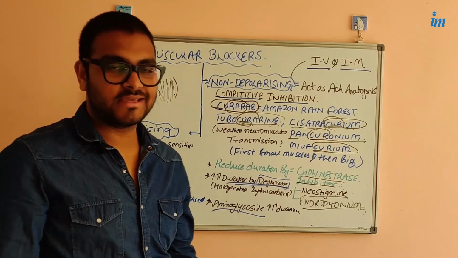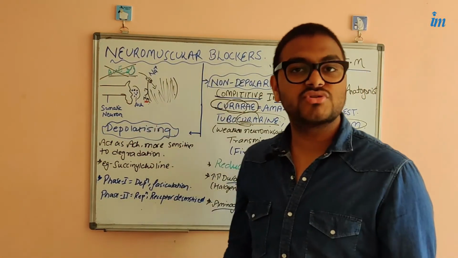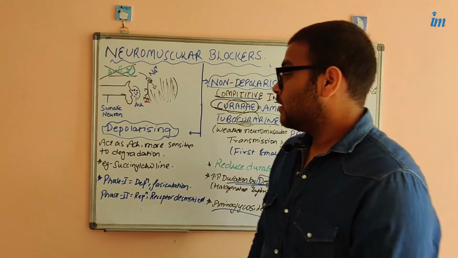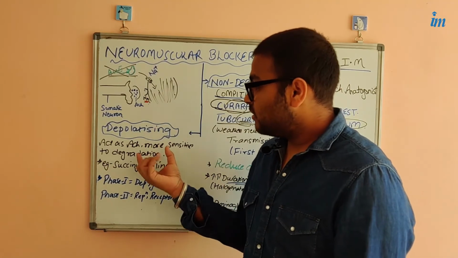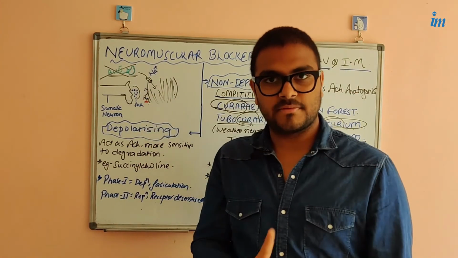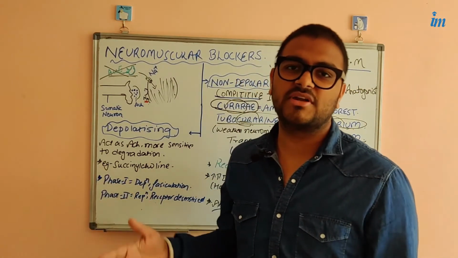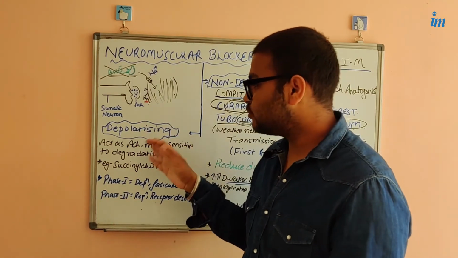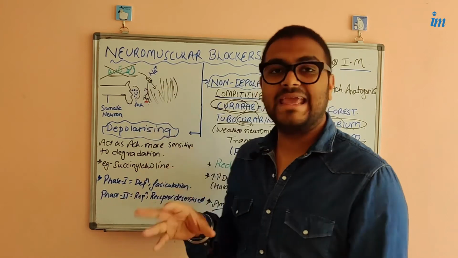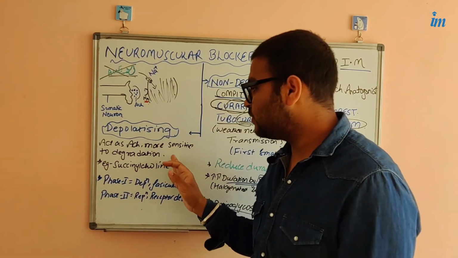depolarizing muscular blocking agents. So what does depolarizing mean? That they are going to produce depolarization. So how do they act, first of all? These depolarizing neuromuscular blocking agents will bind to the nicotinic receptor. They are just like acetylcholine. When acetylcholine binds, what does it produce? Depolarization. So when these depolarizing neuromuscular blocking agents bind to the NM type of receptor that is present on the muscles, what will they do?